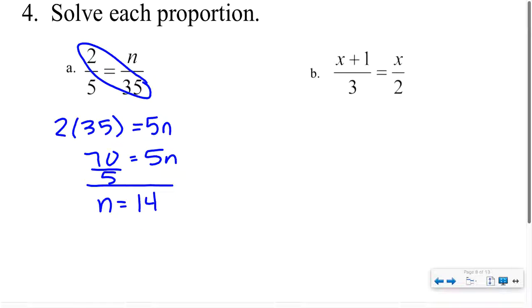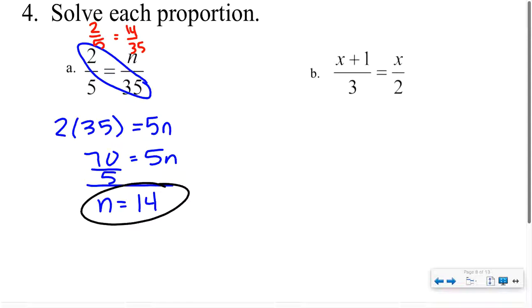You can check these algebra-type questions. If I put 14 back in here, I get 2 over 5 equals 14 over 35. Can't reduce 2 over 5 anymore. But what can I reduce 14 over 35 with? 7. How many times would 7 go into 14? 2. And into 35? So wouldn't those be equivalent fractions? Sweet. Alright.